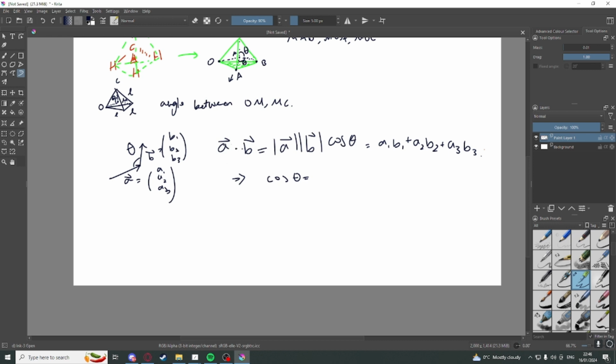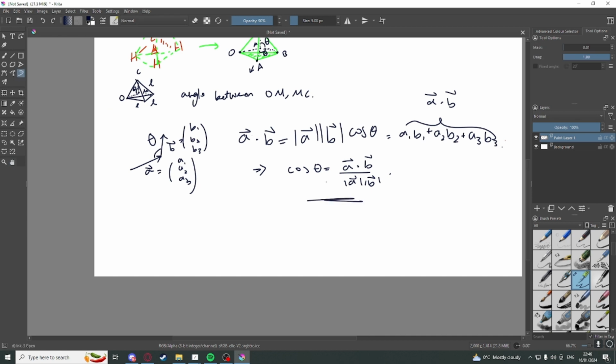So the dot product between two vectors is the magnitude of A times the magnitude of B times the cosine of theta, which is also equal to A1 B1 plus A2 B2 plus A3 B3. And I'm just going to quickly represent this as A dot B. So the cosine of the angle in between them, cosine of theta, is the dot product between the two vectors over their magnitudes multiplied. Okay, so we'll be using this formula here, and I'll just copy and paste that real quick.